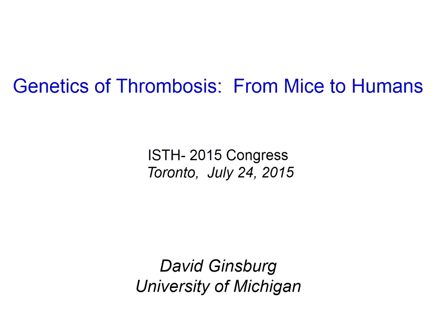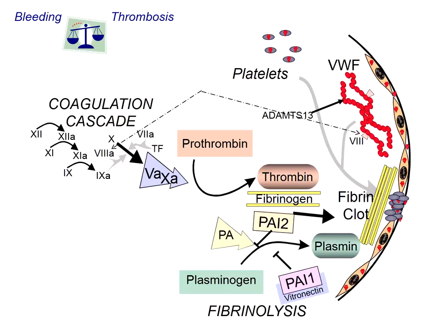So this is my title. I'm going to talk about the genetics of thrombosis, and I'm going to try to touch a bit on mice and humans. The clotting cascade in our field of hemostasis, I think, is one of the best examples of this kind of interaction between the basic laboratory and the bedside in science.